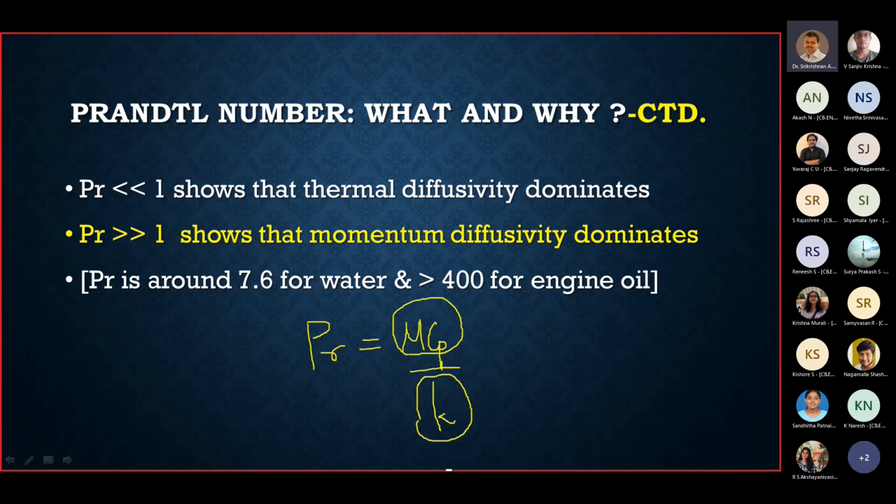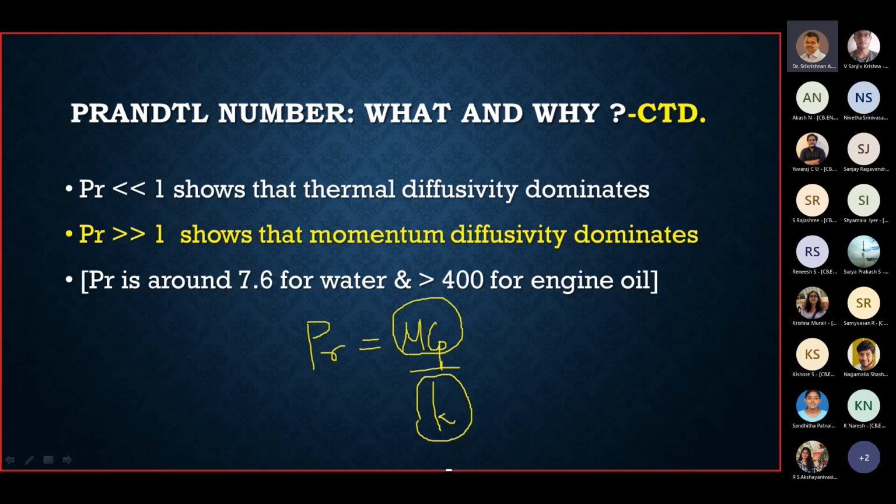So when K is dominating, or when the thermal energy transfer is faster, then we say the thermal diffusivity is high. That is, the way the thermal gradient spreads into the mainstream is faster. So the buildup of the thermal boundary layer will be faster when thermal diffusivity is high.